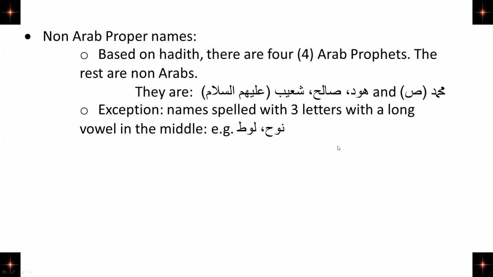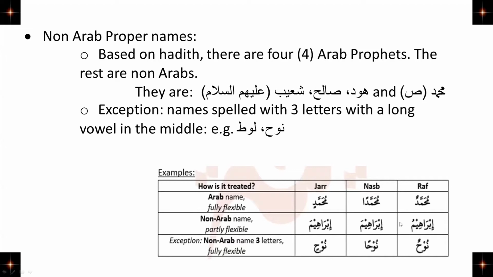Non-Arab names are partly flexible, except if those non-Arab names have 3 letters, right? And the middle being silent, like Nuhun and Lutun. These are examples in rafa, nasb and jar status. Muhammadun, Muhammadan, Muhammadin. Why is it fully flexible? Because it's an Arab name. Ibrahimu, Ibrahima, Ibrahima. Why is it partly flexible? Because it's a non-Arab name. Ibrahim is a non-Arab name.